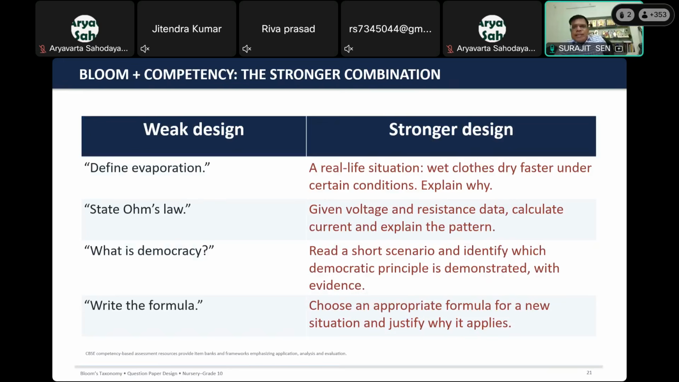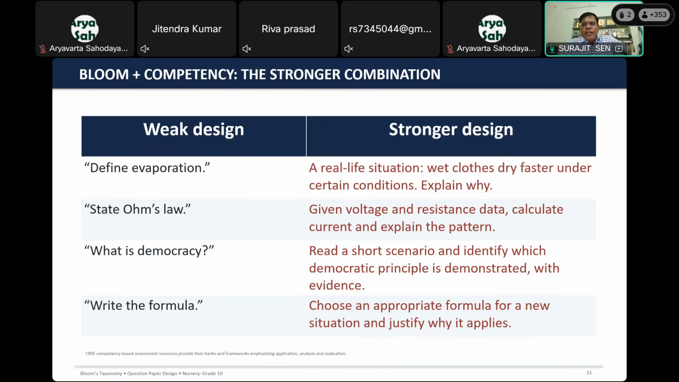Bloom plus competency, weak design, stronger design. Like say for example, weak design, define evaporation. Stronger design will be a real life situation: wet clothes dry faster under certain conditions. Explain why. This is a stronger design of question. This is weak, define evaporation. It is just a mugging and jugging question. But if we make a question like this, a real life situation where we can give like wet clothes dry faster under certain conditions, explain why. Now here the student will talk about evaporation. He will give the definition of evaporation, understanding of evaporation, and so on.